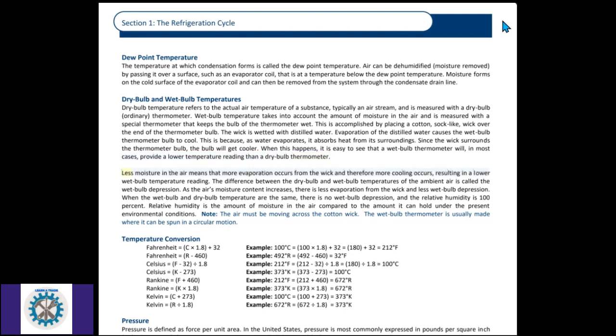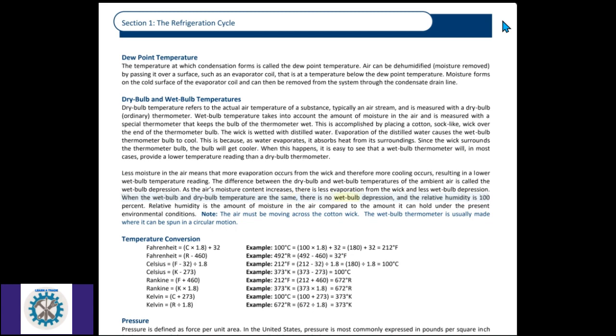When this happens, it is easy to see that a wet bulb thermometer will, in most cases, provide a lower temperature reading than a dry bulb thermometer. Less moisture in the air means that more evaporation occurs from the wick and therefore more cooling occurs, resulting in a lower wet bulb temperature reading. The difference between the dry bulb and wet bulb temperatures of the ambient air is called the wet bulb depression.